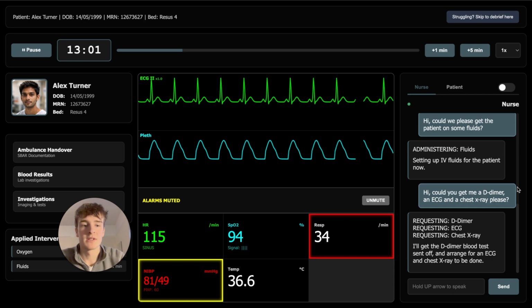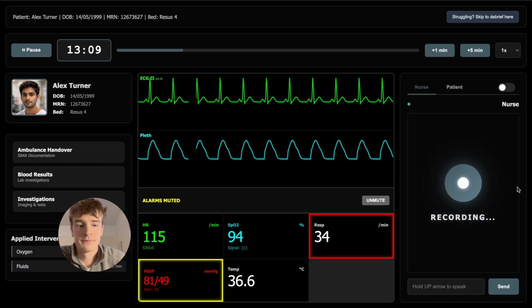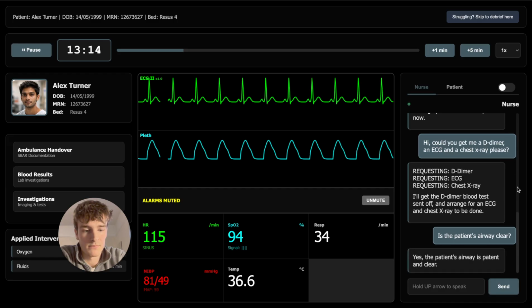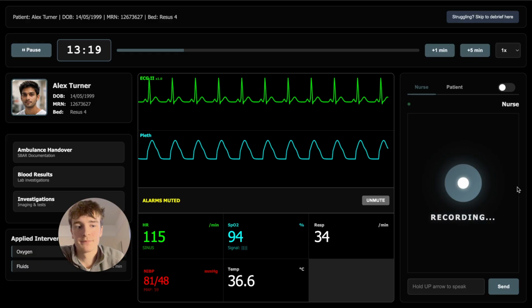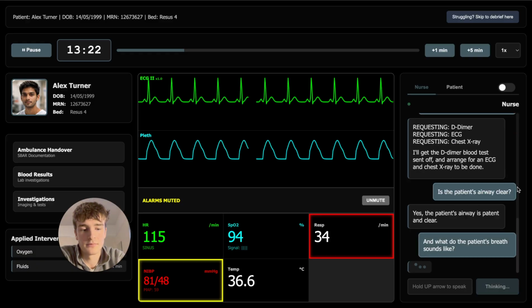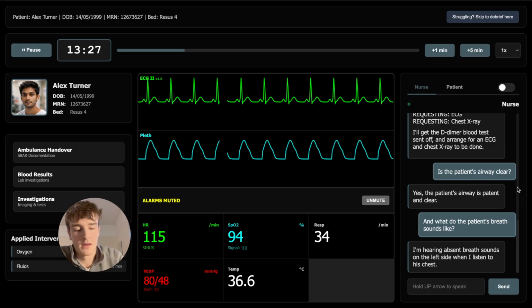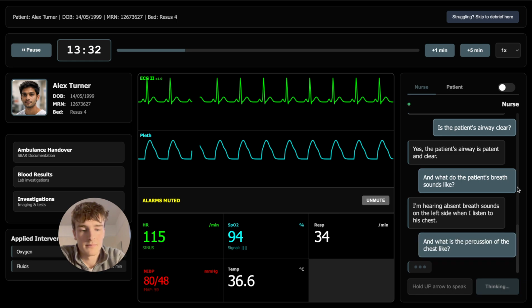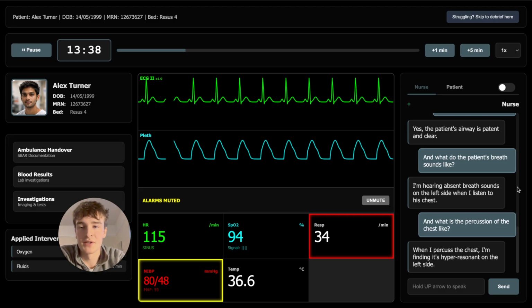In this sort of acute setting, what we're looking at is actually an A to E assessment, most likely. So let's get started with that. Is the patient's airway clear? It's patent and clear, so it's not an airway issue. What are the patient's breath sounds like? Absent breath sounds on the left side. What is the percussion of the chest like? Hyperresonant on the left side. So we're looking at maybe a tension pneumothorax here.